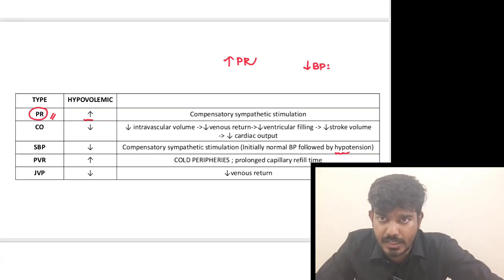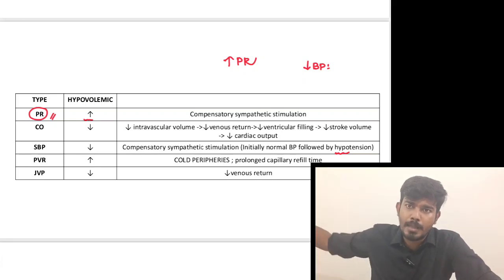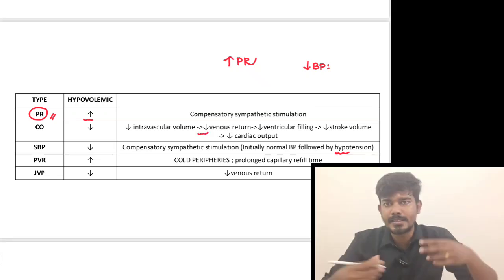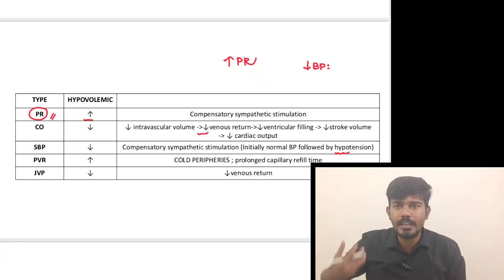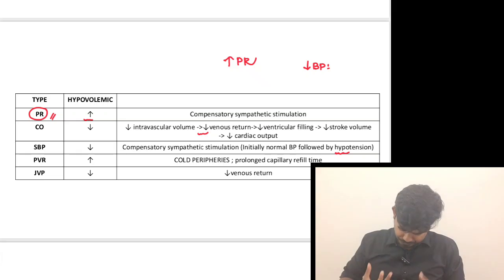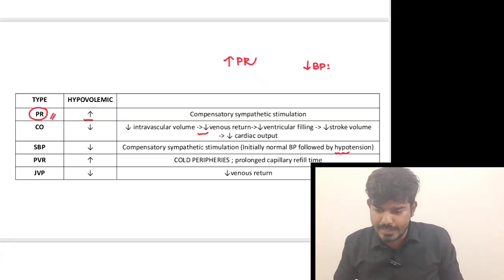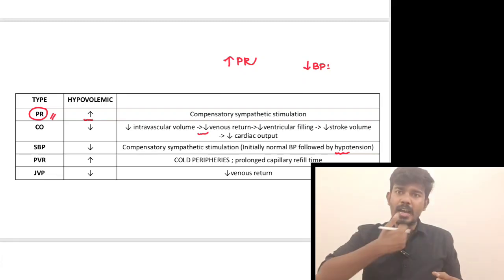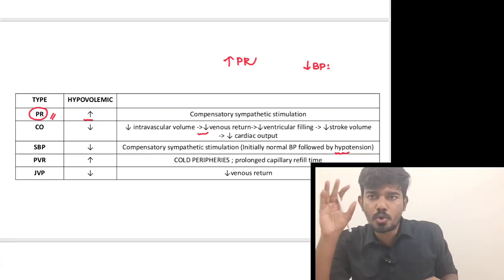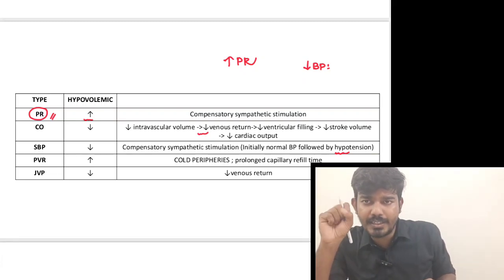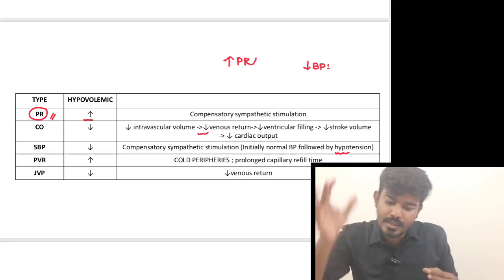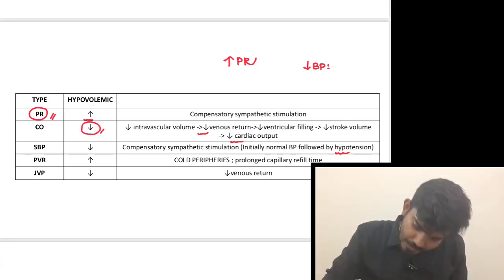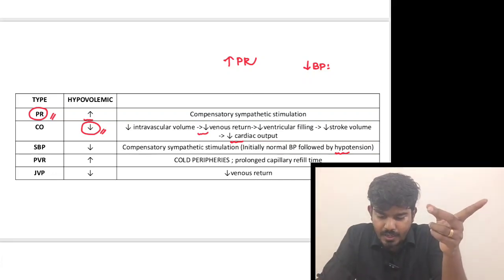Then because of the hypovolemic shock, there is less blood, so there will be a decreased venous return. The blood coming back will be less, so the filling of ventricles will be less. When the blood in the ventricles is less, what happens? Output also will be less. Stroke volume, the blood going out every minute, will also be less. That will lead to decreased cardiac output. So in hypovolemic shock, there will be a decreased cardiac output.